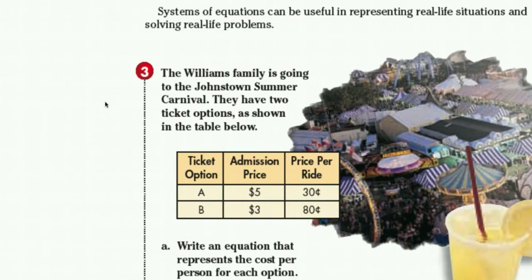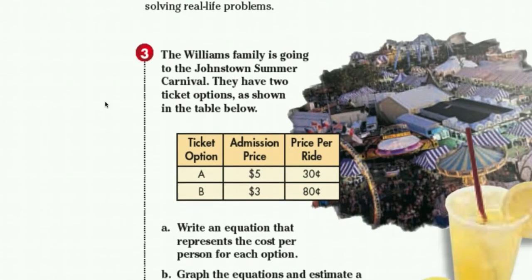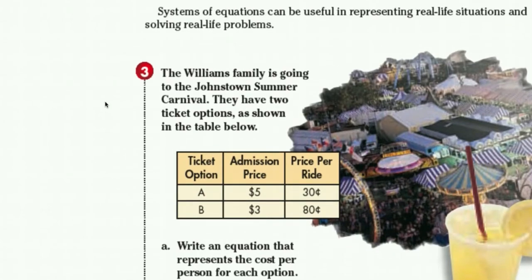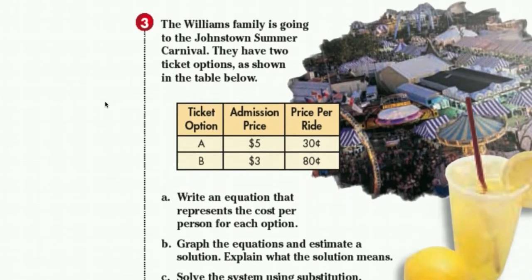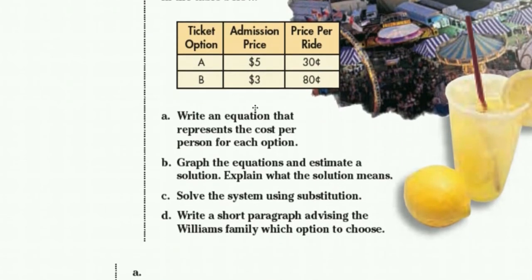So let's take a look at example 3. The system of equations can be useful in representing real-life situations, solving real-life problems. The Williams family is going to the Johnstown Summer Carnival. They have 2 ticket options as shown in the table below. One ticket option is the price of admission is $5 and the price per ride is 30 cents. Second ticket option, $3 is the admission and you have 80 cents per ride.